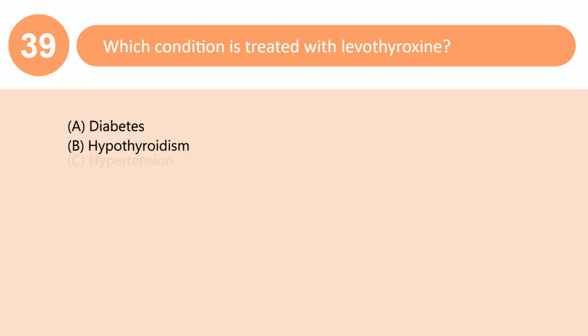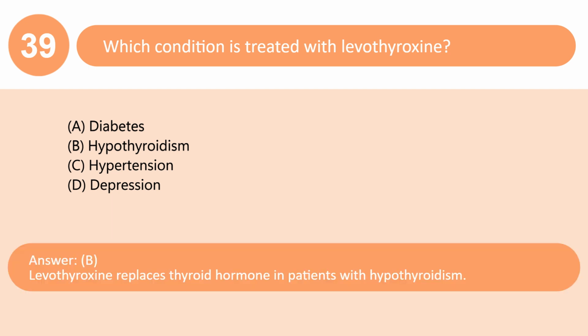Which condition is treated with levothyroxine? A. Diabetes. B. Hypothyroidism. C. Hypertension. D. Depression. Answer: B. Levothyroxine replaces thyroid hormone in patients with hypothyroidism.